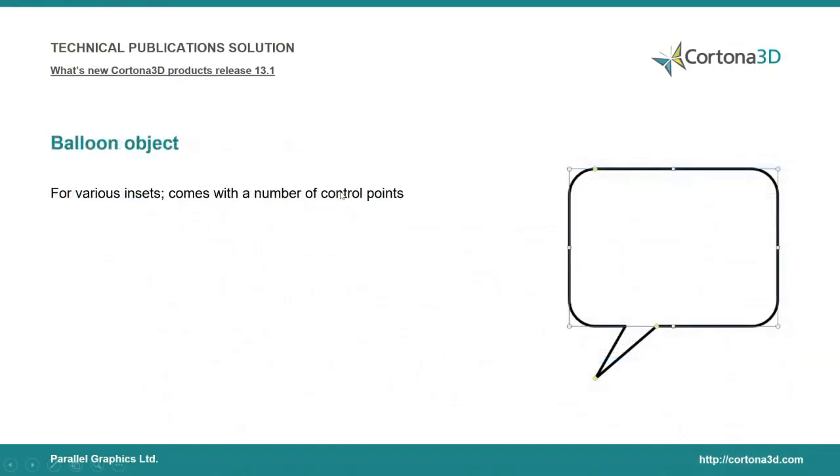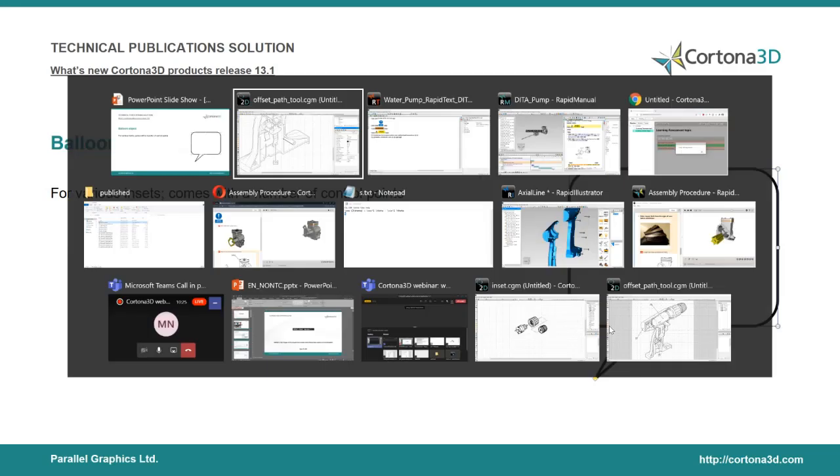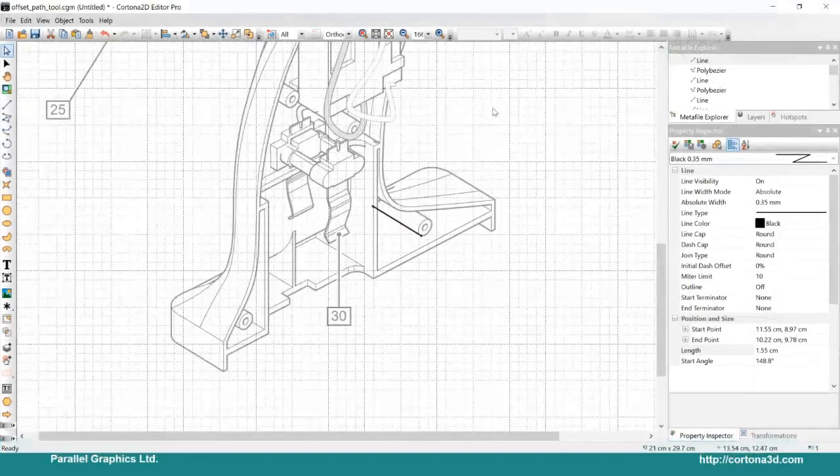Balloon object is the new object in the gallery of Cortona 2D DITA Pro, which is quite straightforward object. It can be used to create insets. And it comes with a number of control points, which you can use to manipulate its corner points and other elements. Now let's check this example also.